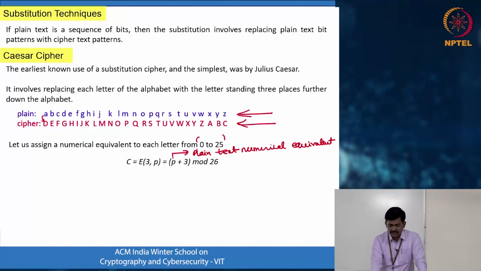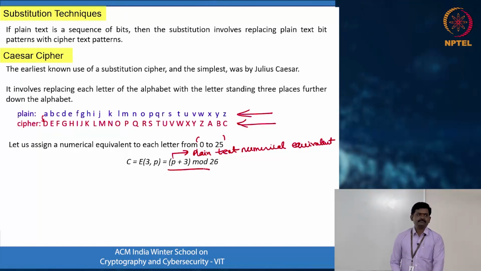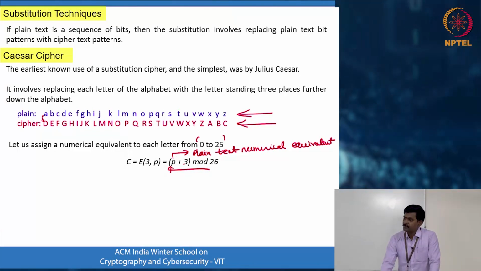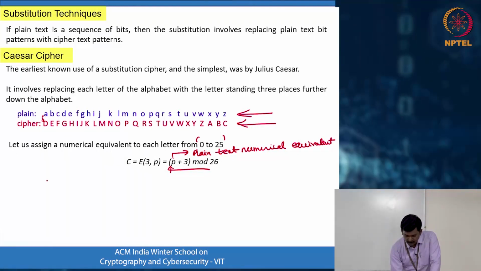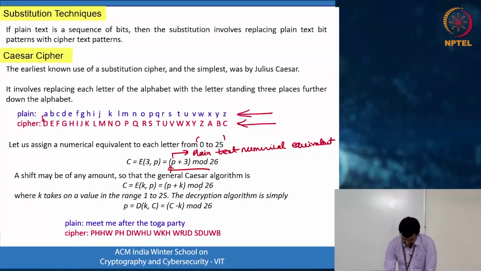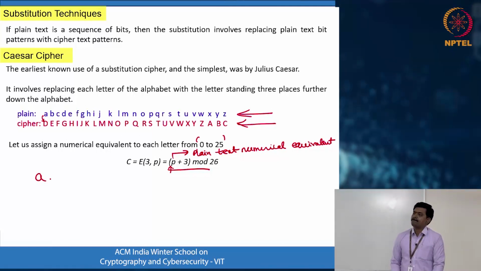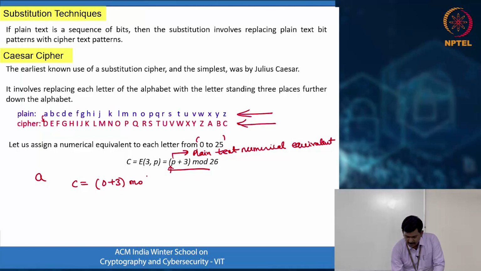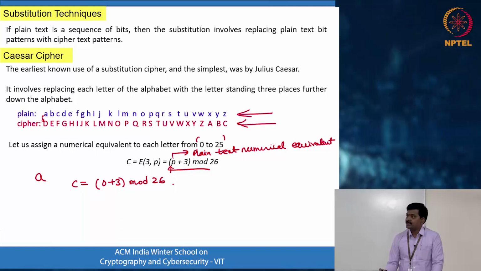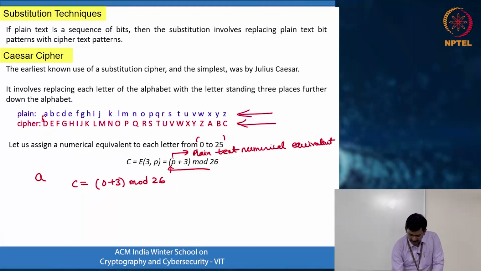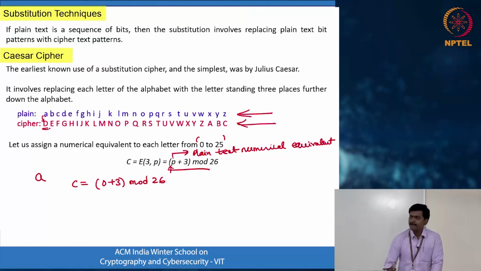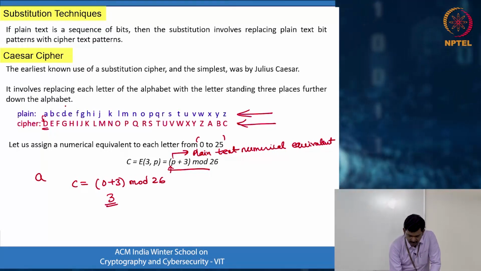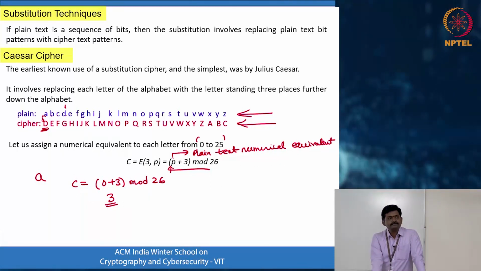Now, how am I going to encrypt it? C = (P + 3) mod 26. What do I put in the place of P to encrypt my A? Imagine I want to encrypt A. What cipher alphabet do I get? C = (0 + 3) mod 26, which is 3. What is the third alphabet? 0, 1, 2, 3. So D. 3 mod 26 is 3, and 3 here is D. That is how D has come.